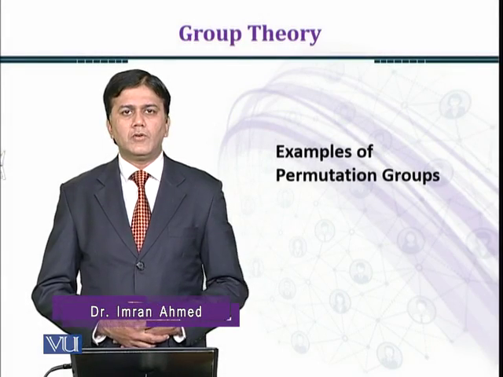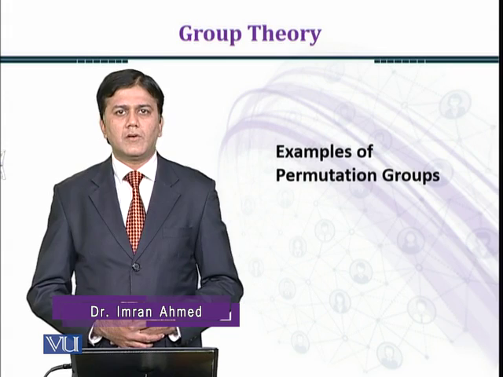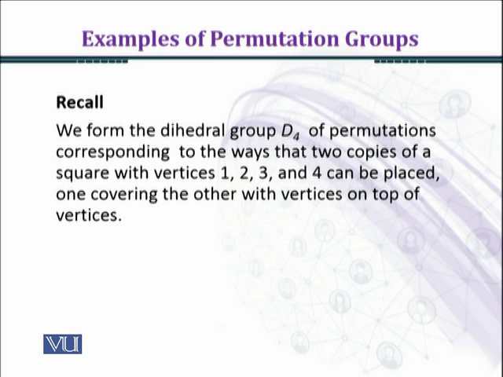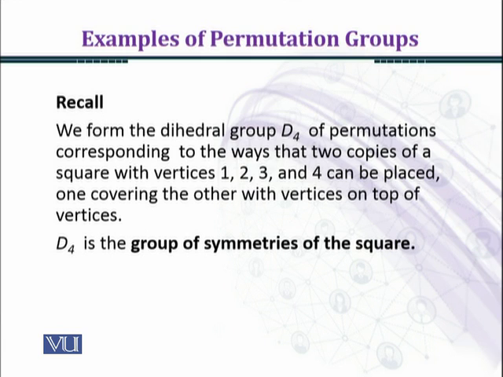In this module, we shall discuss some more examples of permutation groups. We form the dihedral group D4 of permutations corresponding to the ways that two copies of a square with vertices 1, 2, 3 and 4 can be placed, one covering the other with vertices on top of the vertices. D4 is the group of symmetries of the square. It is also called the octic group.